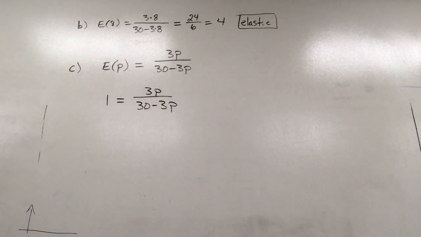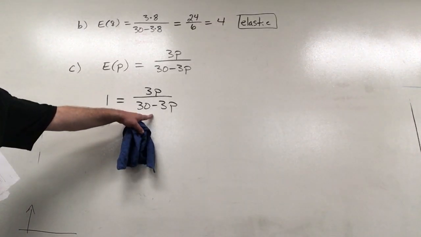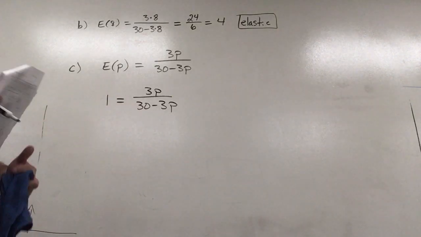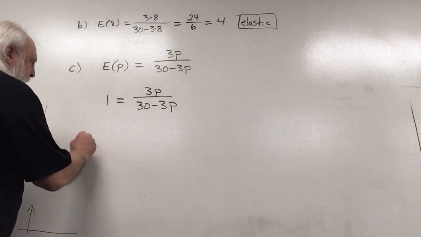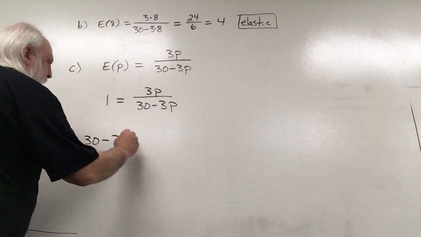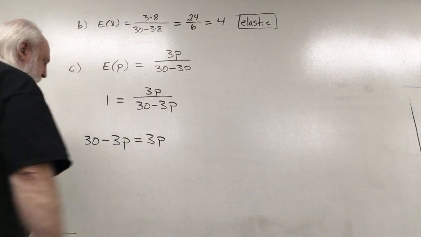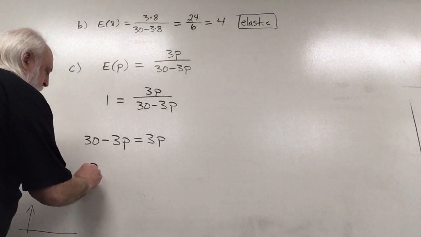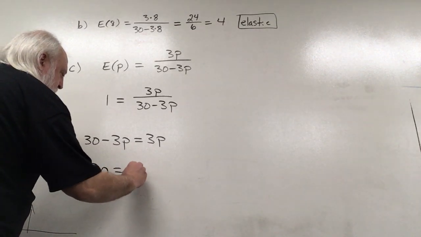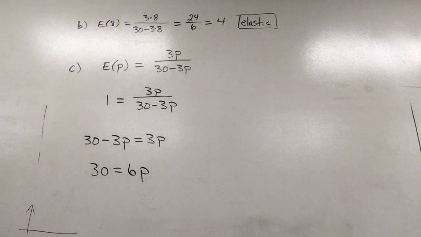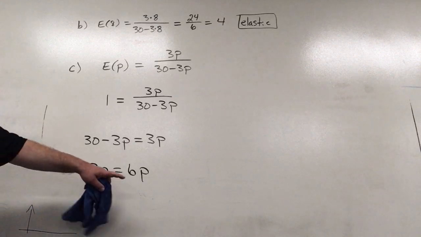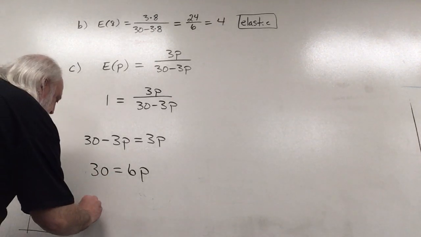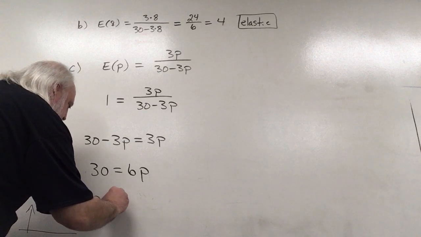And now it's just algebra. We've got to find the value of p that makes the right-hand side equal to 1. And so to clear the fraction on the right-hand side, we multiply both sides by 30 minus 3p. And we have 30 minus 3p is equal to 3p. And now we add 3p to both sides, and we get 30 is equal to 6p. And then when we divide both sides by 6, we get 5 is equal to p, or p is equal to 5. 5 what? $5.